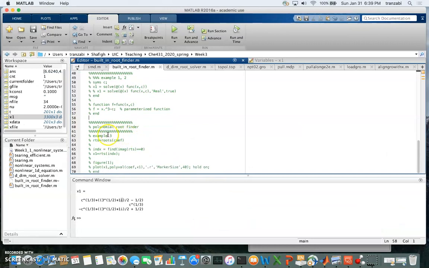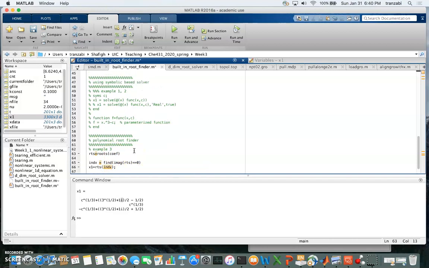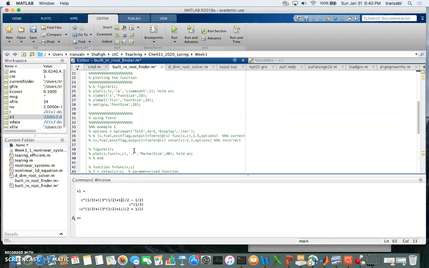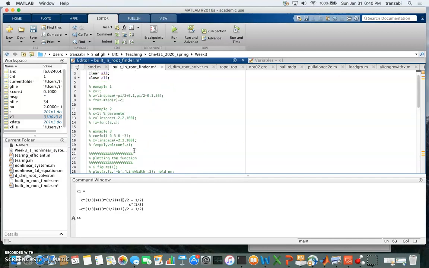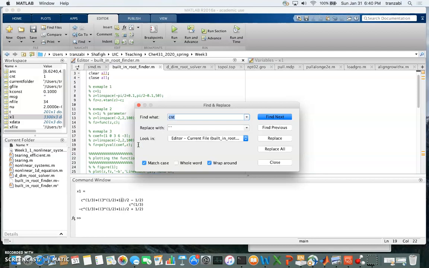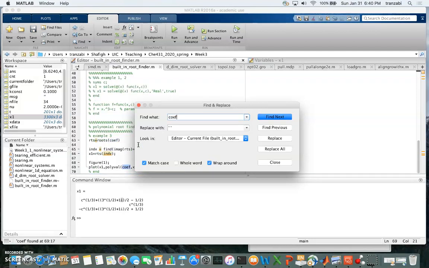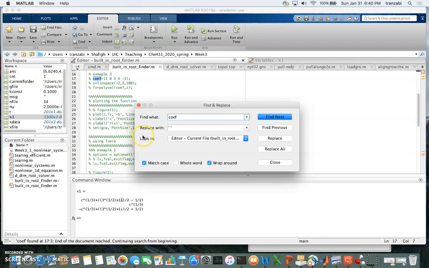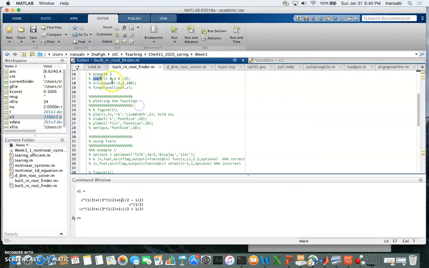So here is the script for the polynomial root finder. We have to introduce the coefficients of the polynomial, and then ask roots to find the roots. The question is, what are these coefficients? I believe I should have talked about them before. Let's search for coef. Actually, right here, example 2, yes.